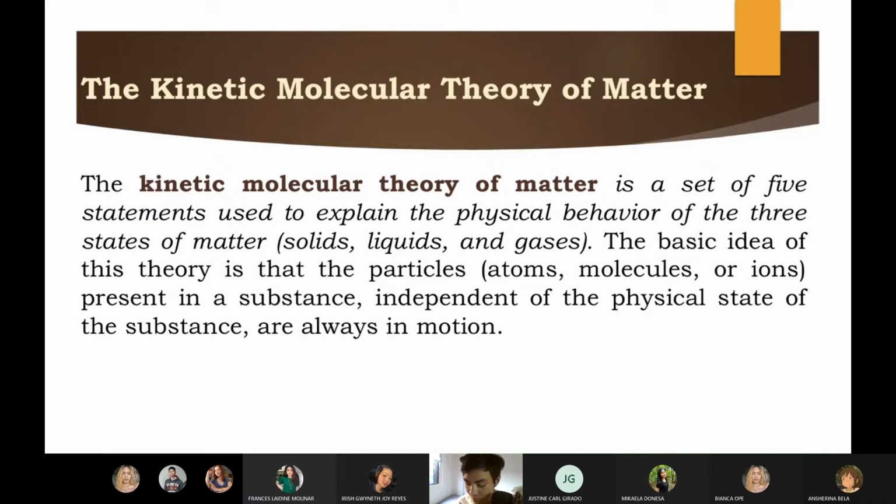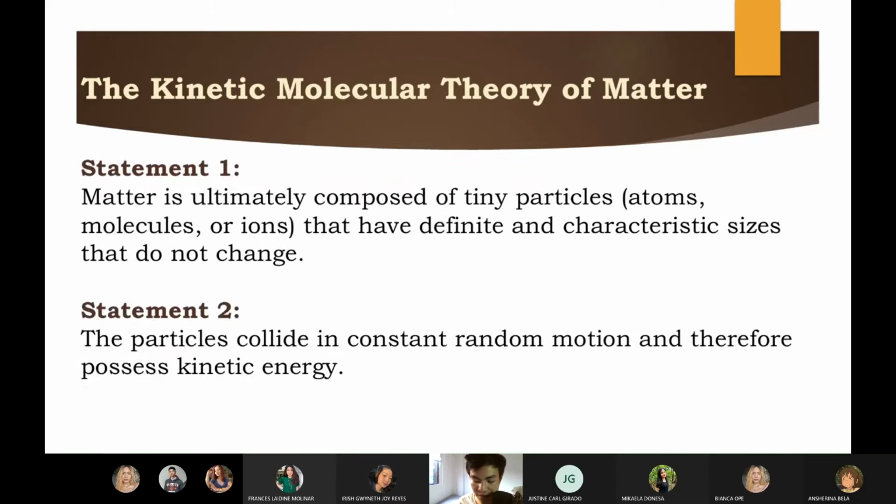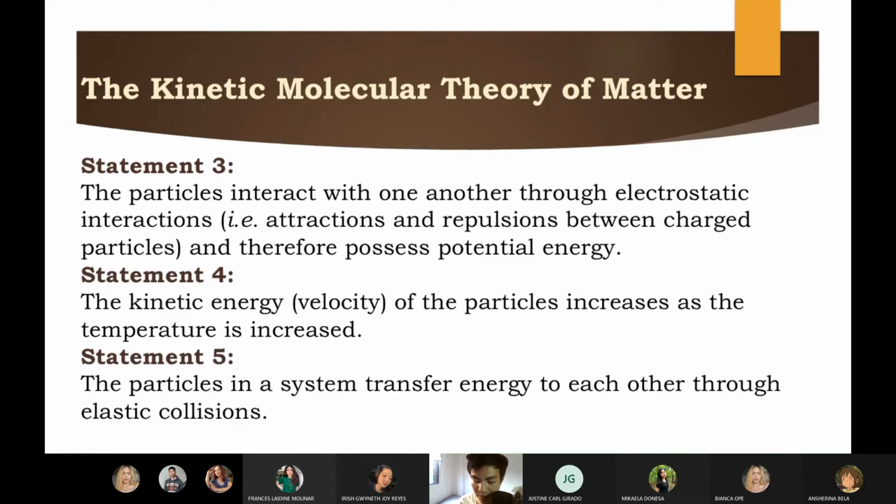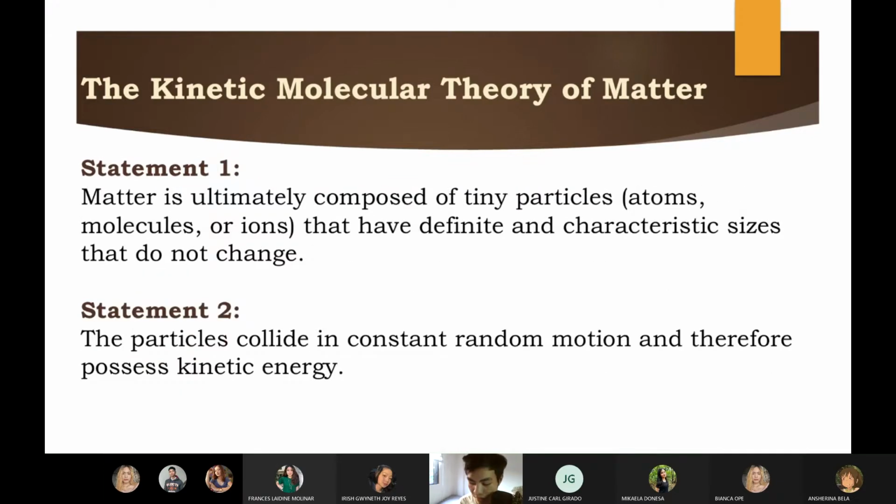No? So there are some postulates here. There are some statements about this theory. Pero ayun nga, sinamarize ko na siya into few sentences lang. Pero basahin pa rin natin. So according to kinetic molecular theory, statement 1, yung matter, gawa yan sa tiny particles. Okay? So gawa sila sa tiny particles, which is true. Alam natin na gawa sila sa atoms.